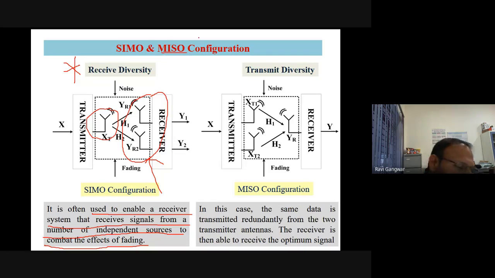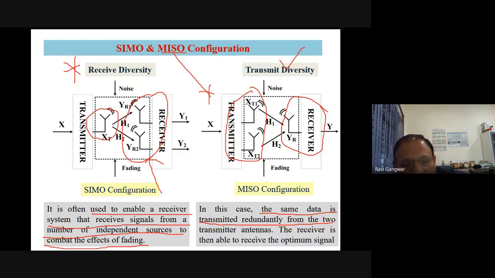As per the definition of the MISO system, more than one antenna is required at the transmitter side and only one antenna at the receiver side. That is known as the MISO configuration or transmit diversity. Here we use the same data, which is transmitted redundantly from the two transmitter antennas, and then the receiver is able to receive the optimum signal.